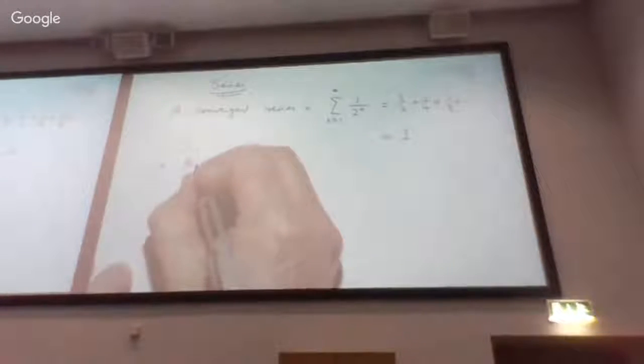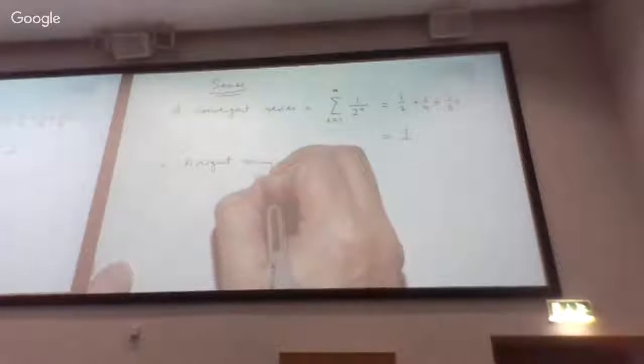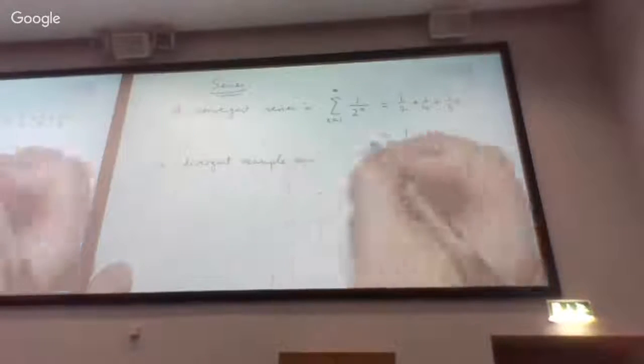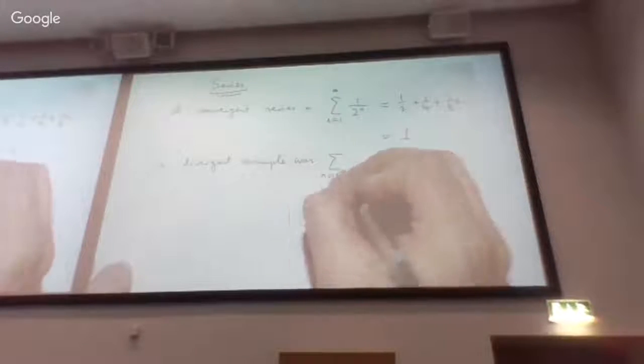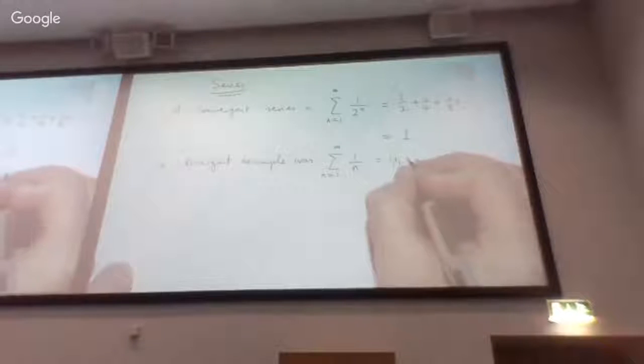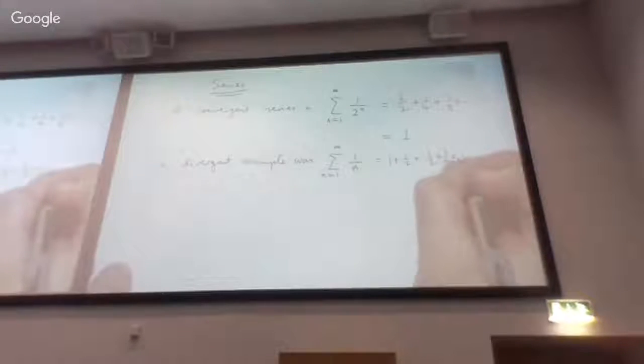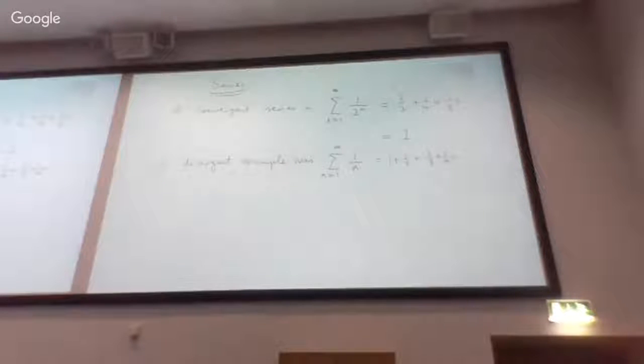We also saw a divergent example. And our divergent example was what we called the harmonic series. So here, again, we're adding smaller and smaller fractions, but they're not getting small as fast as the powers of a half get small. We're just adding up the reciprocal of every positive integer, 1 plus a half plus a third plus a quarter.